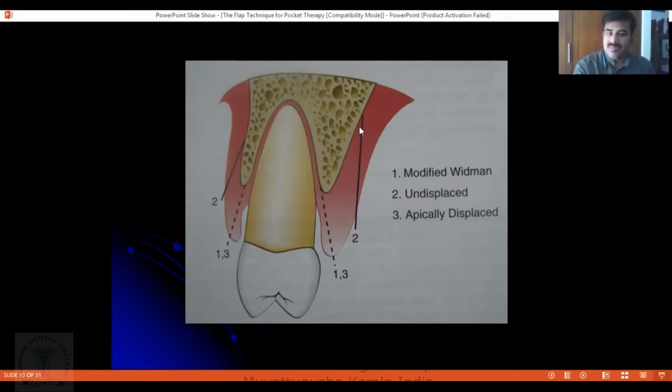While in an undisplaced flap, you are removing the whole of the pocket. And it will come and adapt to almost where the base of the pocket or the bone is. And you can see this much more part of the root is going to get exposed. That is why we don't do undisplaced flap nowadays for pocket elimination.